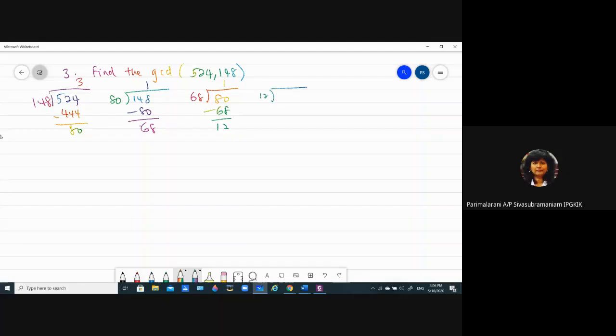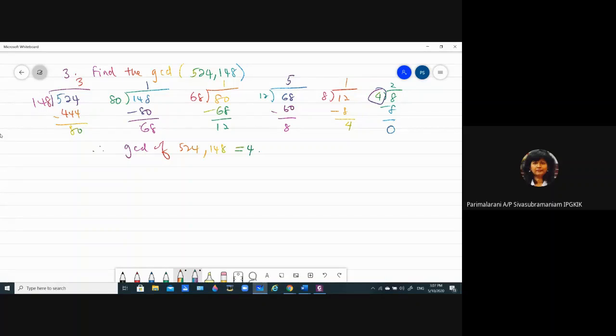12 is the remainder. You keep on dividing until you reach 0, okay? So 68 divided by 12 is 5, 5 times 12 is 60. You have a remainder of 8. 12 divided by 8 goes in once, so minus 8 is 4. Okay, so 4 is the remainder. 4 times 2 is 8. Okay, you have reached 0. Once you have reached 0, you stop. So this is your answer. Okay, so the GCD of 524 and 148 is equal to 4.